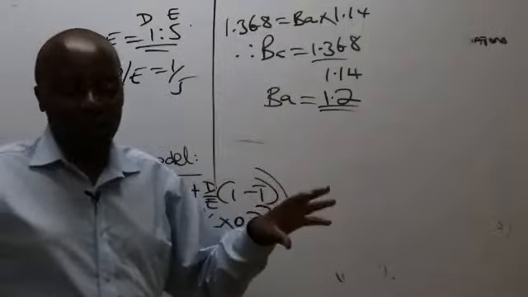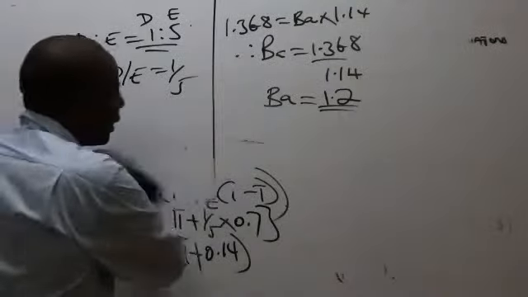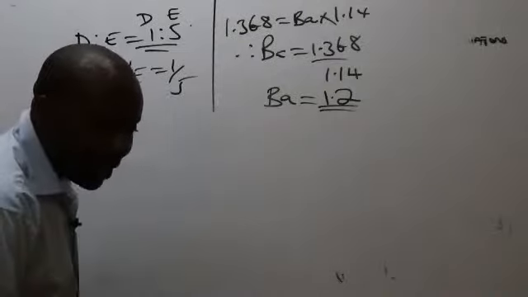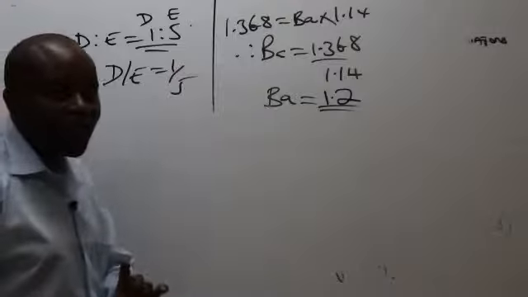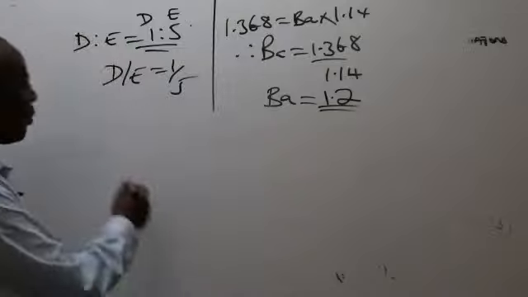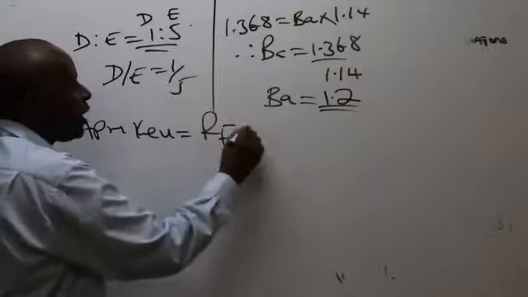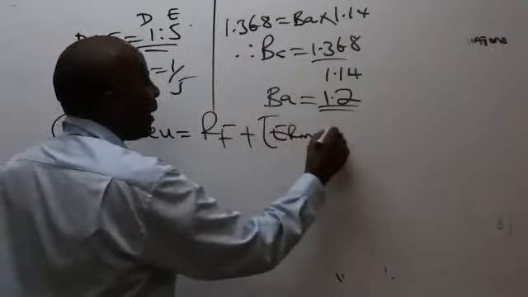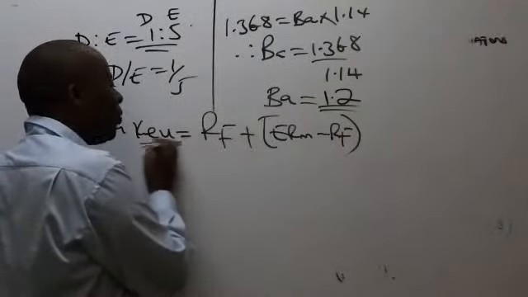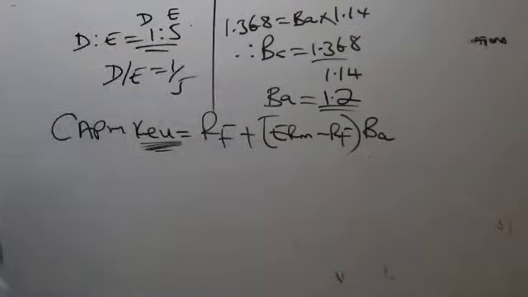Our KU calculation in this case will behave like this. Remember, this time round, we are not using Peter Motier's formula. I told you there are two formulas. One of them is the CAPM. This time around, we are using the CAPM's method of getting KU, which is risk-free plus ERM minus risk-free. And now that you've made mention of KU, we can't use beta equity, we'll use beta assets.